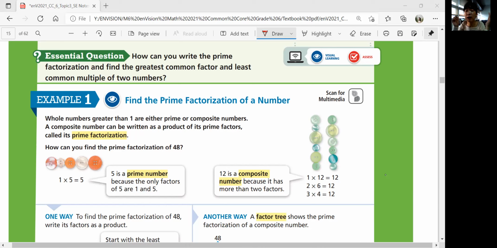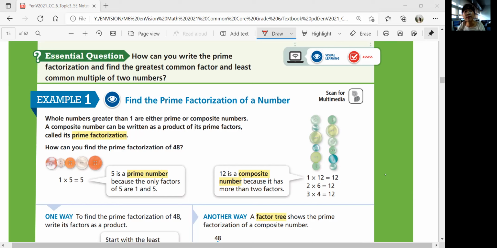If it's not a composite number, it's a prime number. If it's not a prime number, it's a composite number, okay? 1 prime, 2 prime, 3 prime, 5 prime. 4 is a composite number because it can have other factors other than 1 and 4, which is 2. 2 times 2 is 4, right? So it's a composite number.